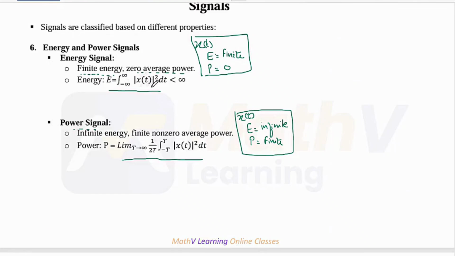So if we have a signal x of t, you find the energy through this relation and the power through this relation. If the energy is finite and power is 0, then the signal is an energy signal, and if it has finite power while infinite energy, then it is a power signal. Okay, we'll consider an example.